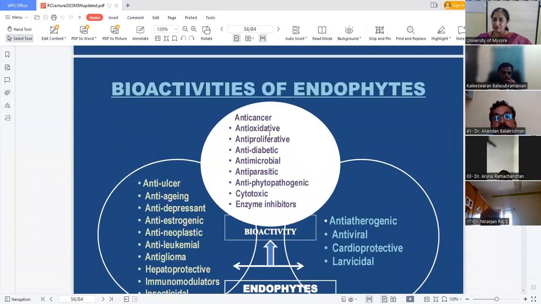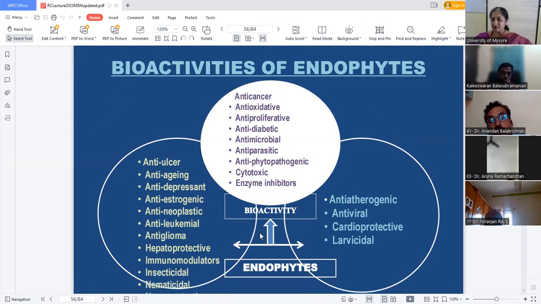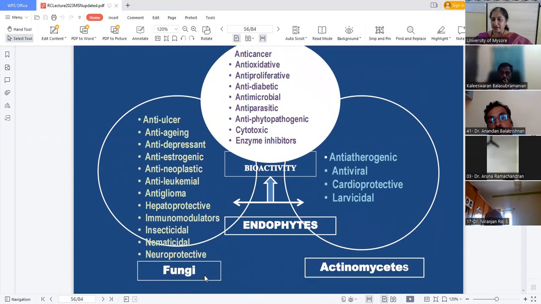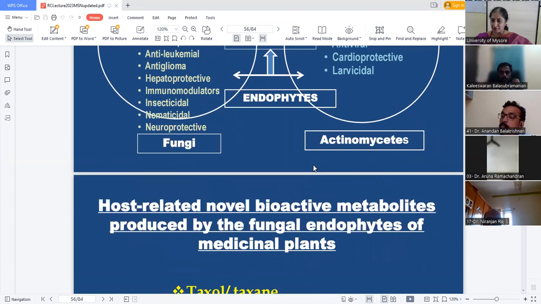And we did an invited review from Springer, wherein we gave the entire 52-page or 60-page write-up about novel metabolites of endophytes, both actinobacteria and fungi. We have seen that endophytes could be divided into fungal endophytes and actinomycete endophytes. Both of them have unique biological properties or bioactivities, and some common bioactivities. So this is taken from my publications.